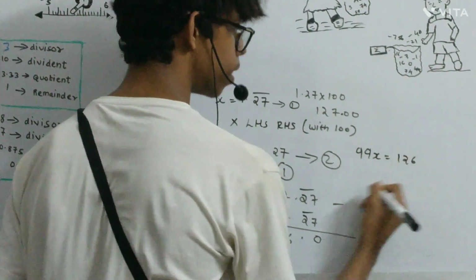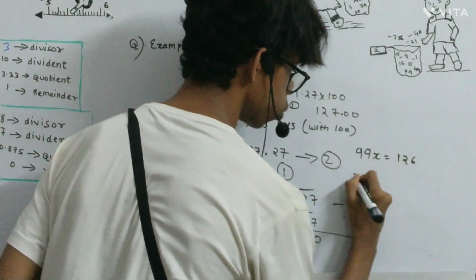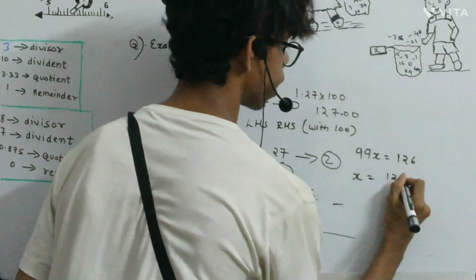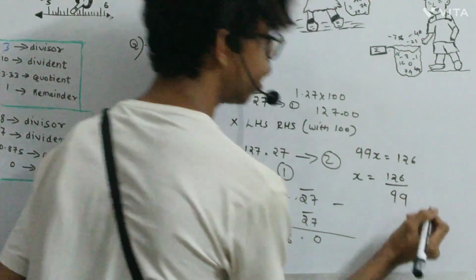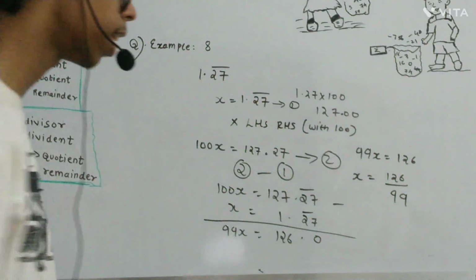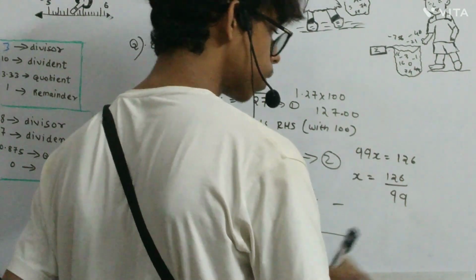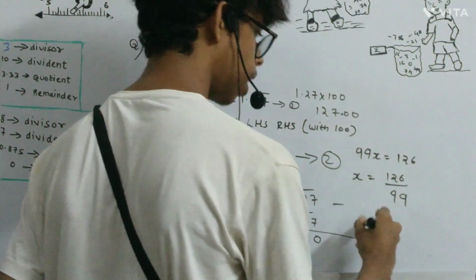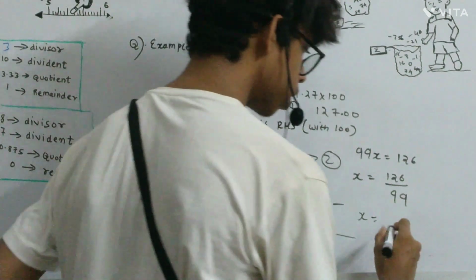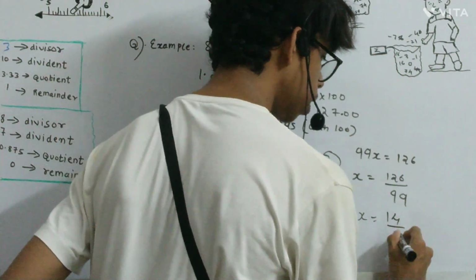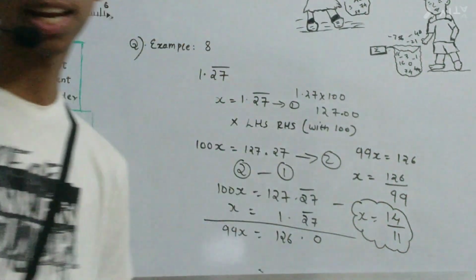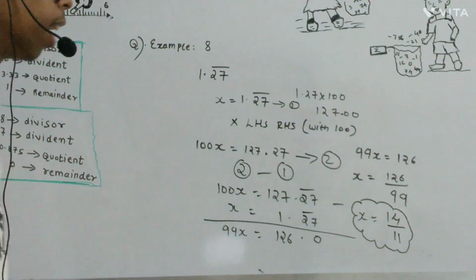Similarly here also we got a linear equation, that is 99x is equal to 126. So from here it is very easy to find x. x is equal to, this will go to the denominator, so I will get 126 divided by 99. You can cancel it with 3, and also with 11. So when you do the cancellation and simplify it, you will get the final answer as 14 by 11. This is your final answer, 14 by 11.